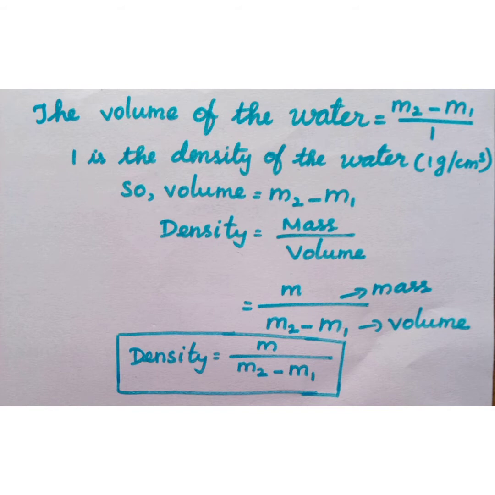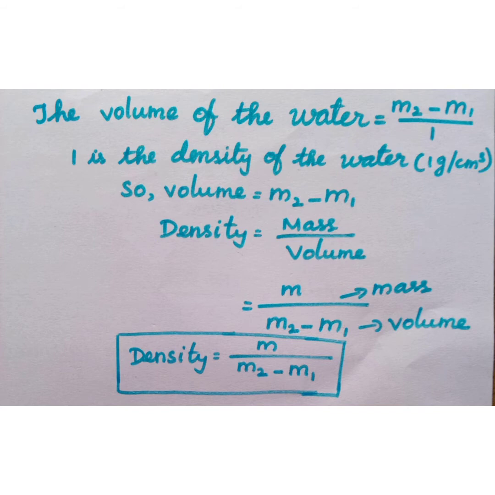Now, the density of the solid will be density is equal to mass by volume. So, density is equal to mass m, volume m2 minus m1. So, density is m by m2 minus m1.